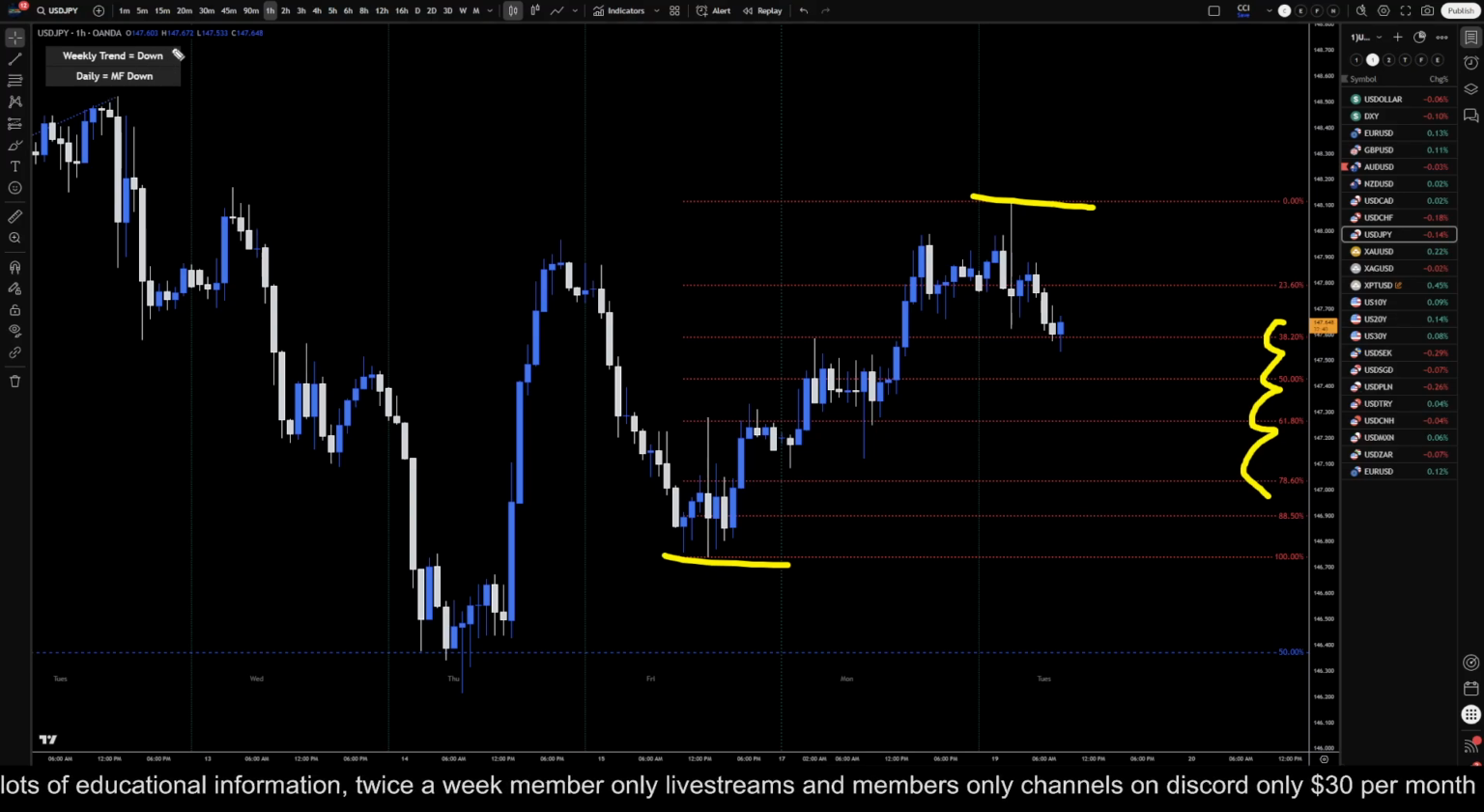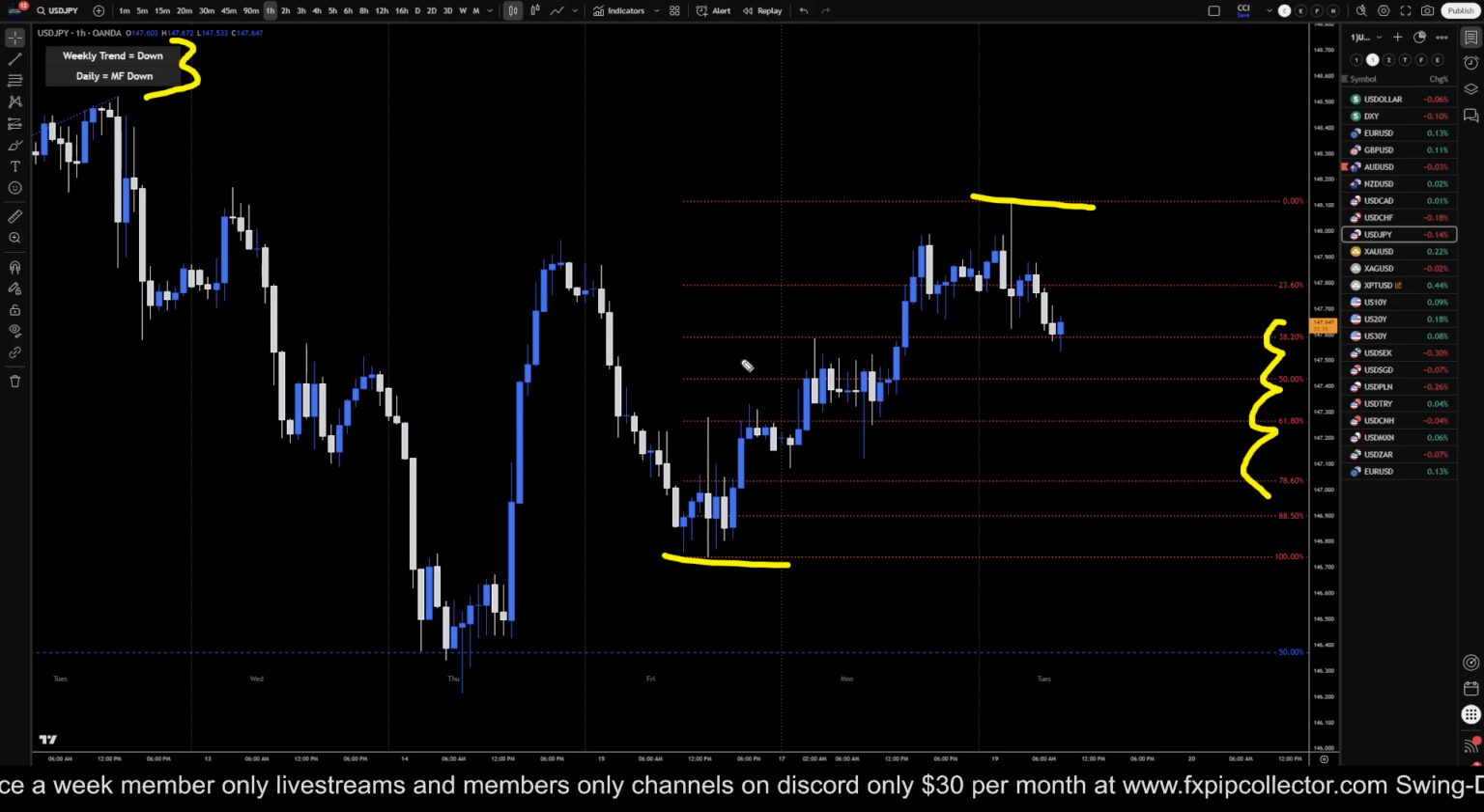Just keep in mind that the very high time frames are definitely down. And that means that really at any point, this could continue that higher time frame downtrend.